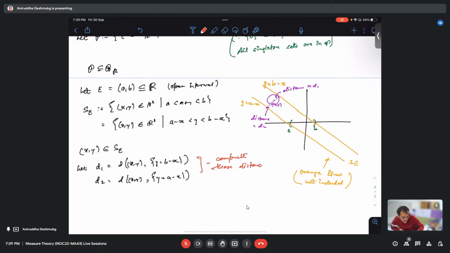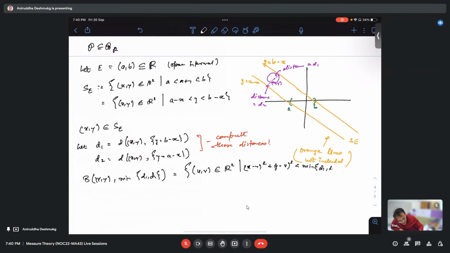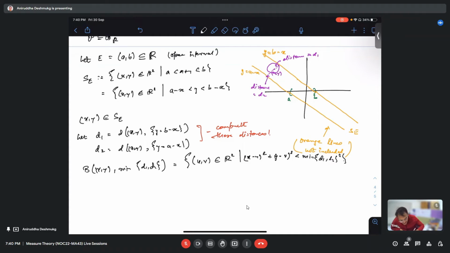Compute these distances, and let us look at the following set: B of xy comma minimum of d1 d2, which is the collection of all uv in R2 such that (x minus u) square plus (y minus v) square is less than (minimum of d1 d2) whole square. So this is the open ball which contains xy as the center, and the other elements cannot go beyond minimum of d1 d2. Therefore, by simple geometry, or one can even prove it analytically, if I call this just B, then B is contained inside SE, which means SE is open.